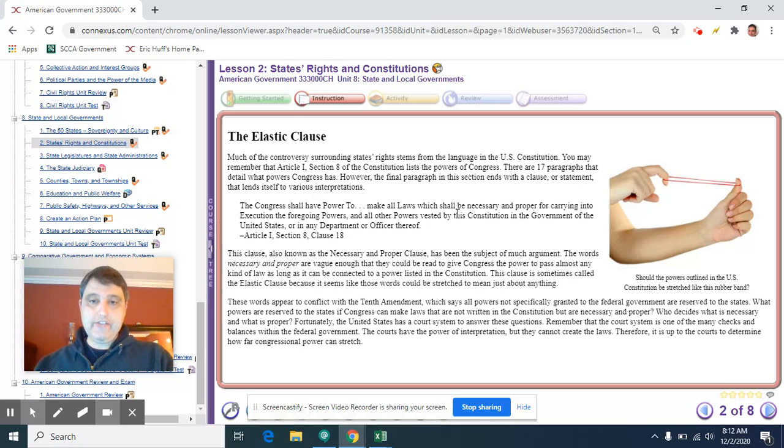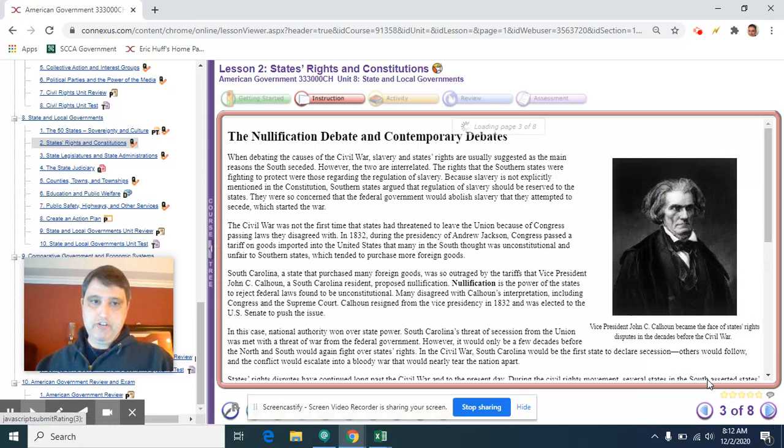You're going to read about the elastic clause. We've talked a little bit about this, but again, the elastic clause: Congress has the power to make laws which shall be necessary and proper for carrying into execution the foregoing powers and all other powers vested by this Constitution. Essentially what that says is that Congress has the power to do kind of whatever they want to do in some ways. How the clause, necessary and proper, has been interpreted, and how that applies to powers given to the state governments versus powers given to the federal government, is a really important theme as you go through 8.2. So I'd pay careful attention to that.